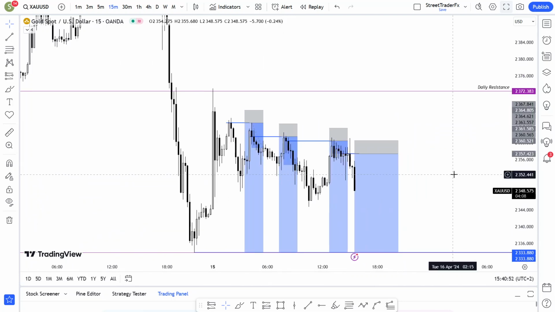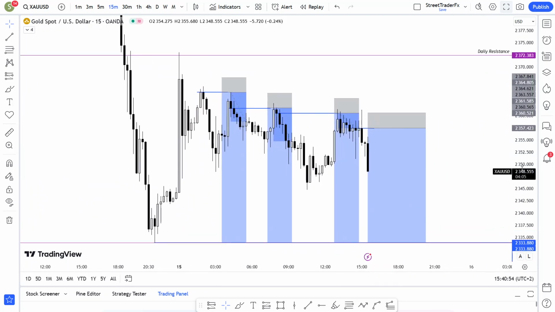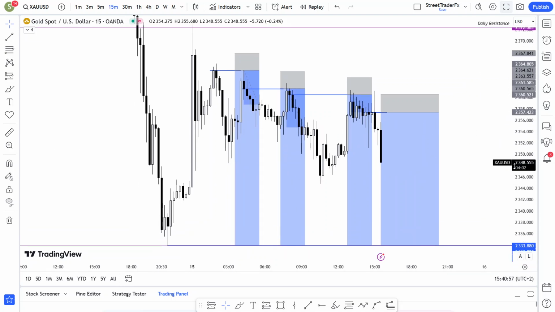So yeah, that's basically just a small breakdown using Malaysian SNR.